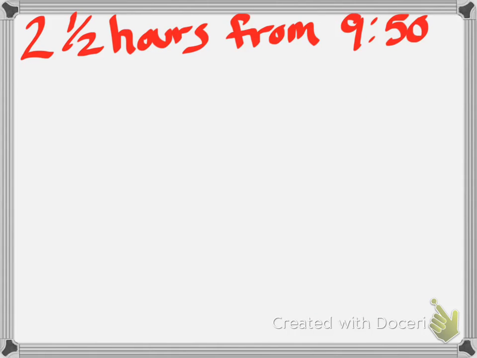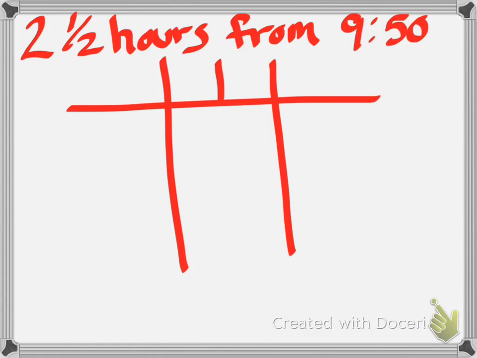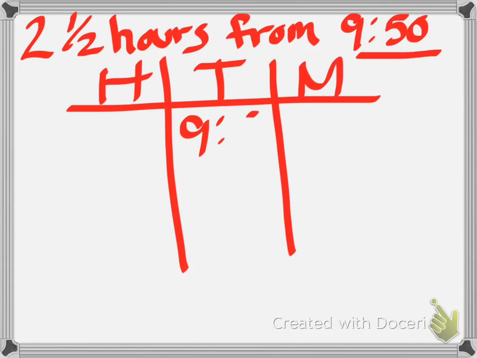Okay, now let's go ahead and figure out a different type of elapsed time problem. We're actually going to be doing something a little differently. We have 2.5 hours from 9:50. So you still do the same thing. You still go ahead and create that graphic organizer with the time, hours, and minutes. You still have your start time. Our start time here is 9:50. Then all we do is we add 2.5 hours.